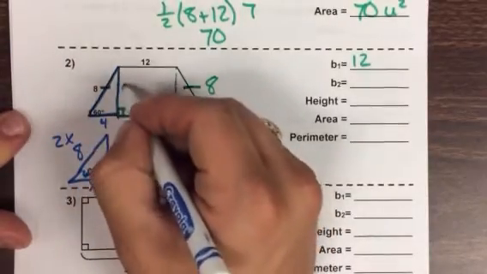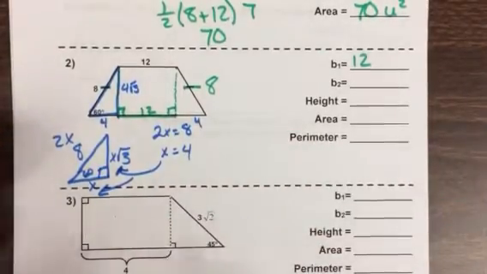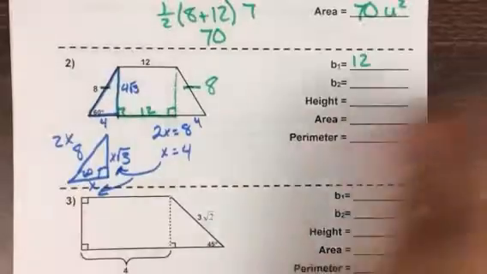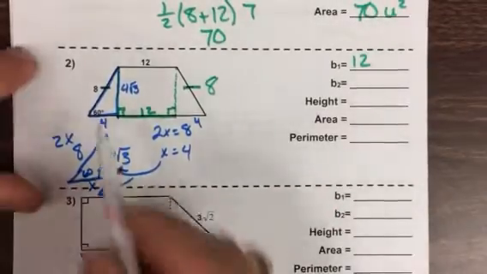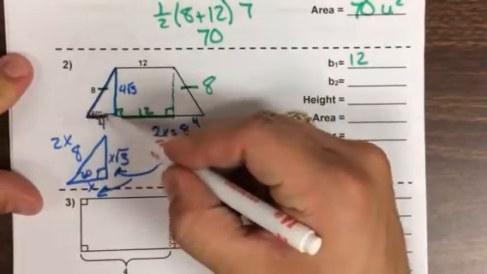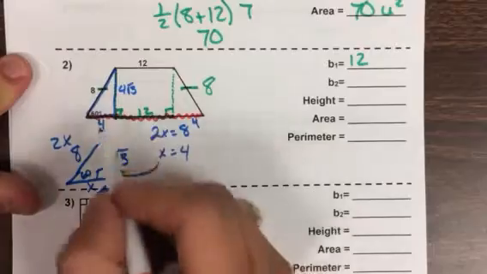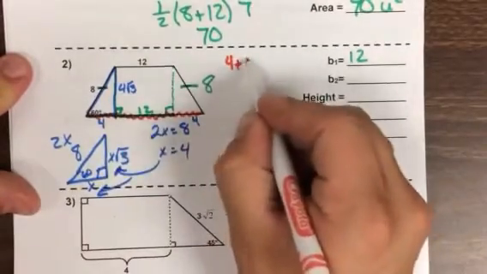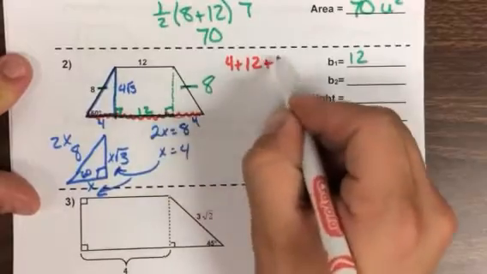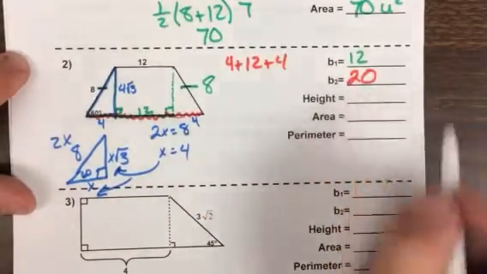My height would be 4 radical 3. So, base 2, it's important to notice that base 2 is made up of 3 pieces. Let me go ahead and grab a different color for you. Base 2 is this entire distance, which is a piece of 4, a piece of 12, and a piece of 4, which is a total of 20.